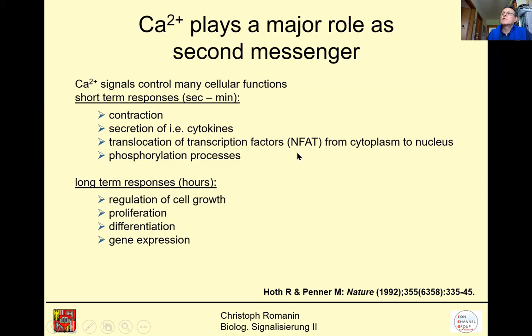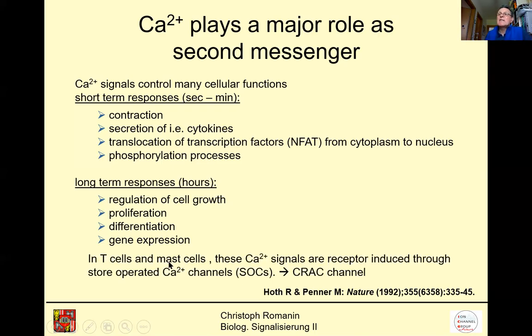And of course, we have phosphorylation processes driven by calcium-dependent kinases, calmodulin-dependent, for instance. On the long term, it's very clear that calcium is linked to cell growth, to proliferation, to differentiation, and gene expression, that also is a long-term process. So it's very important to understand how this calcium signal actually is regulated. T cells and mast cells are the most prominent ones.